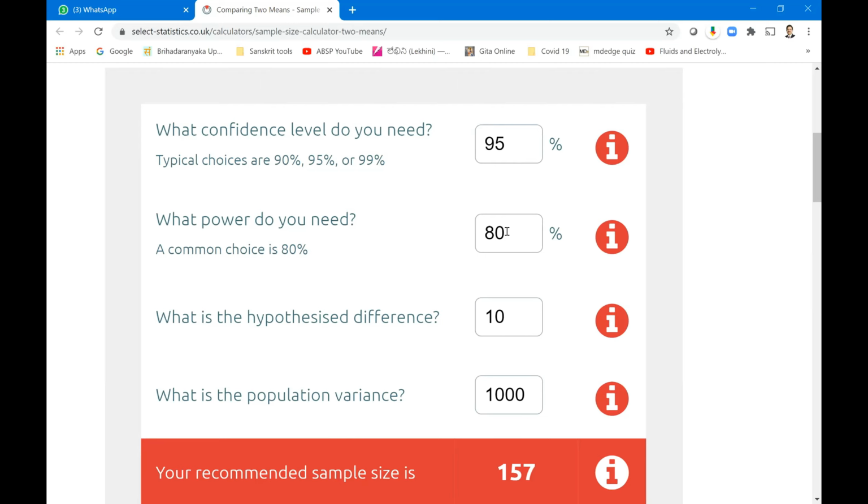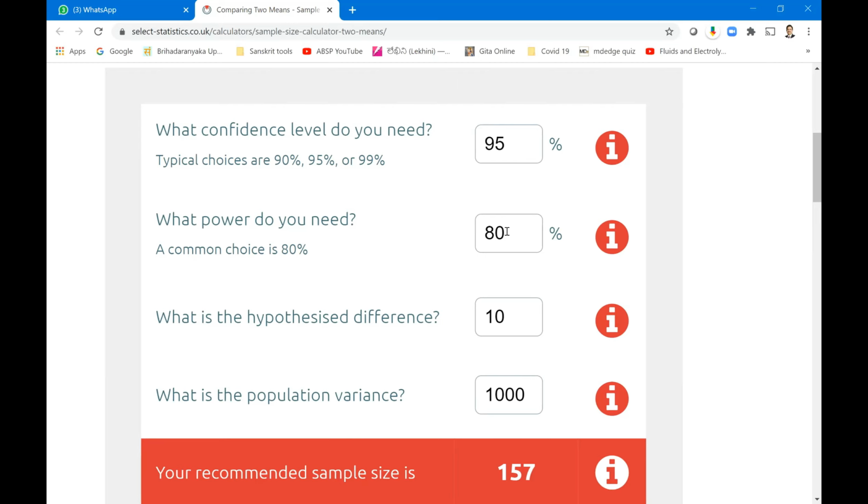So 20% is normally the allowed beta error when you fail to reject the null hypothesis, or in other words, accept that there is no difference. And in such a scenario, the power of the study is called 80%. 1 minus 0.2 is equal to 0.8, which is 80%.